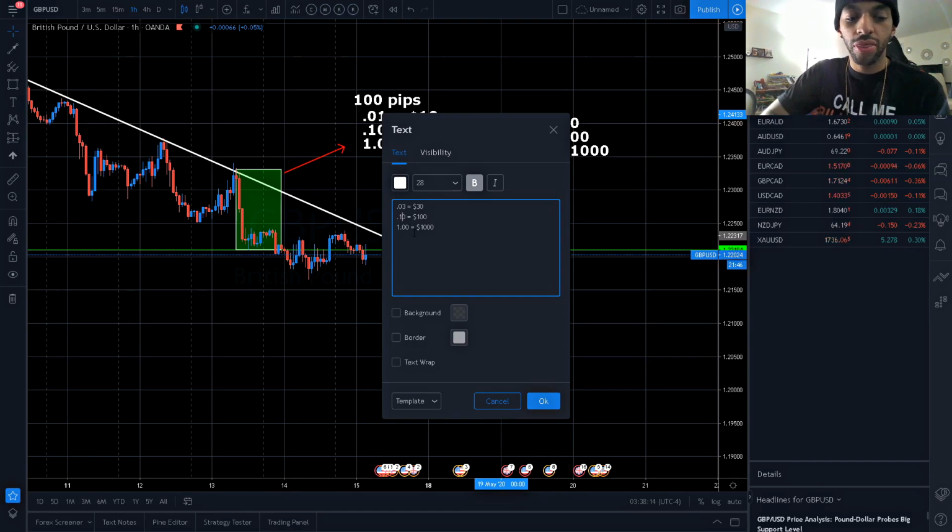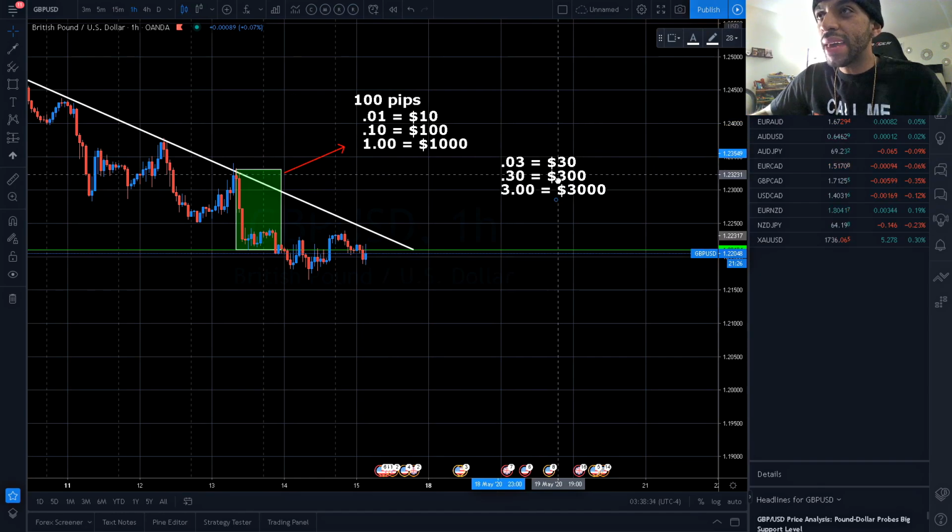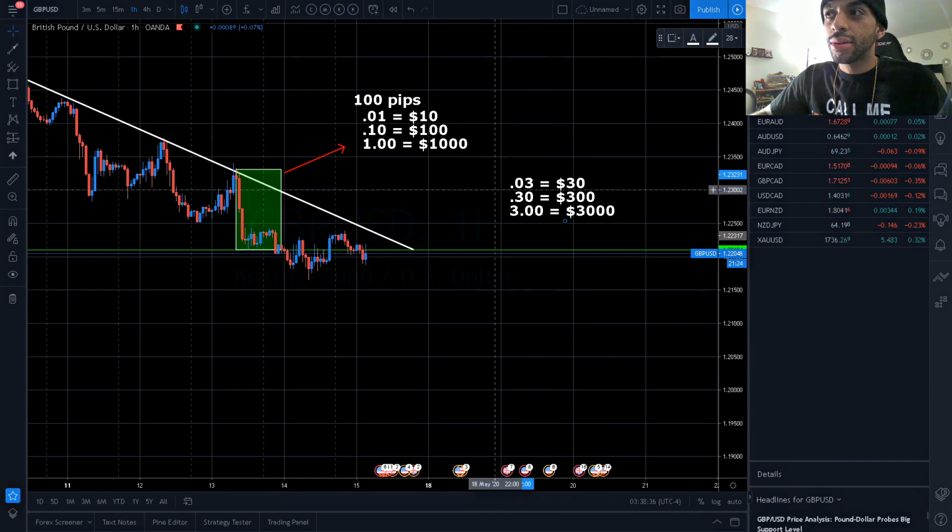If I had a 0.30, that would be $3 per pip, sorry. So that would be a $300 gain. If I did 3 standards, that would be $30 per pip, right? So that'd be a $3,000 gain, right? Does that make sense? Hopefully that makes sense to everyone here, right?